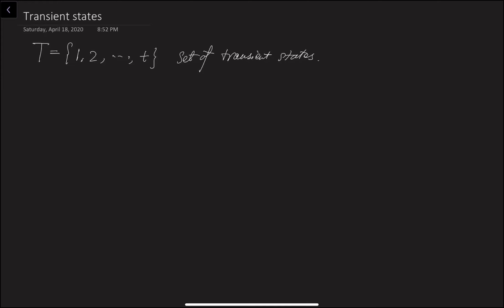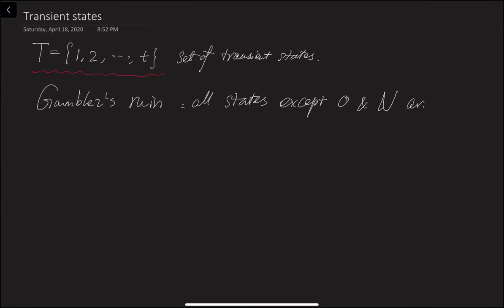Okay, so in this video, we're going to learn how to compute the mean time in transient states. We say that T, capital T, contains the set of transient states. A very famous example would be the gambler's ruin, where all intermediate states except zero and capital N are transient.